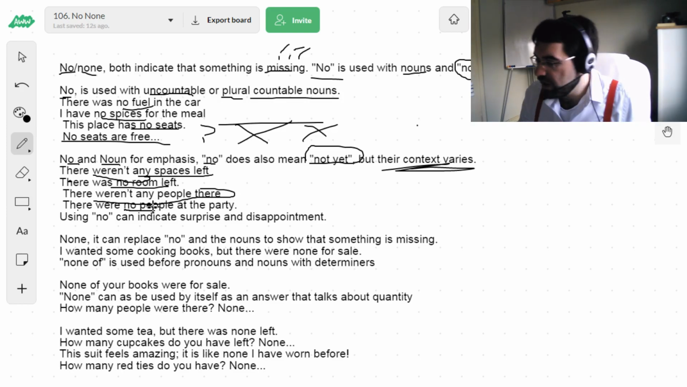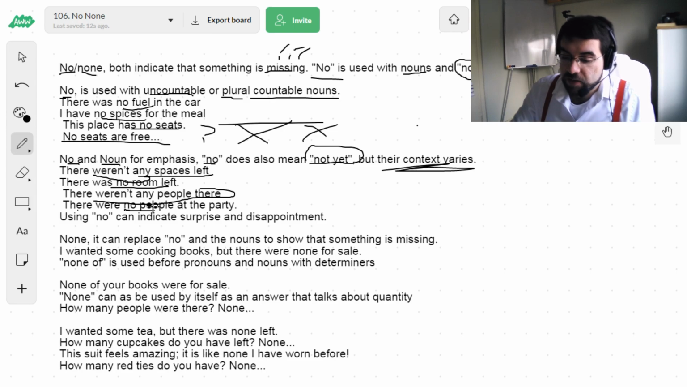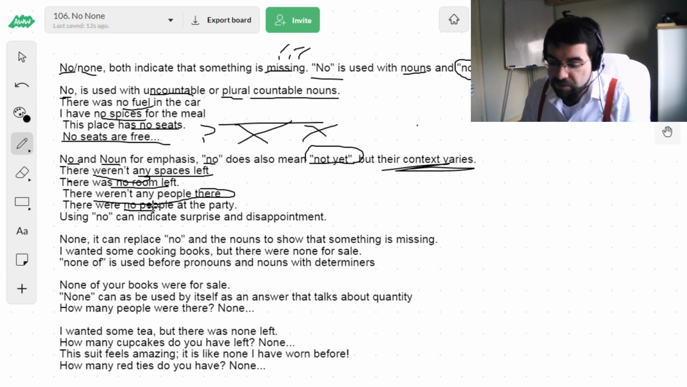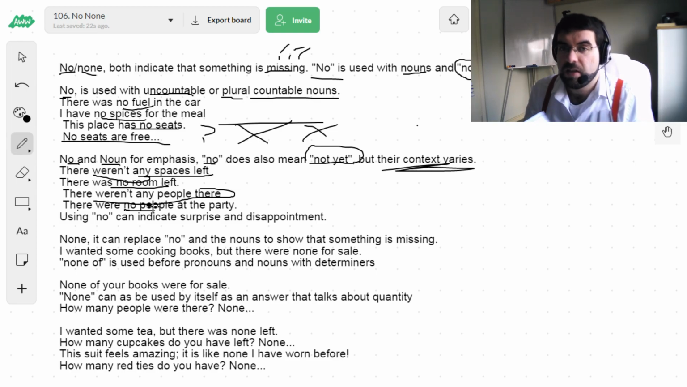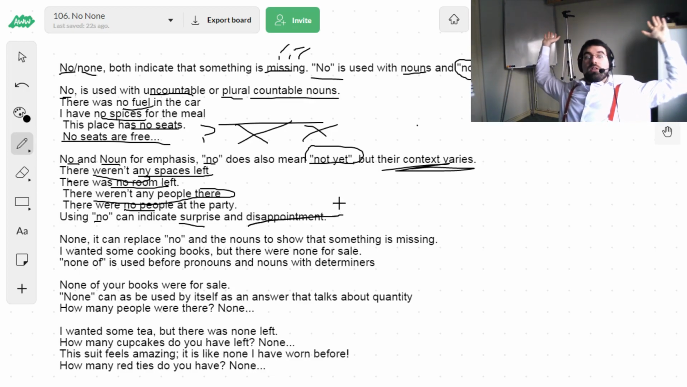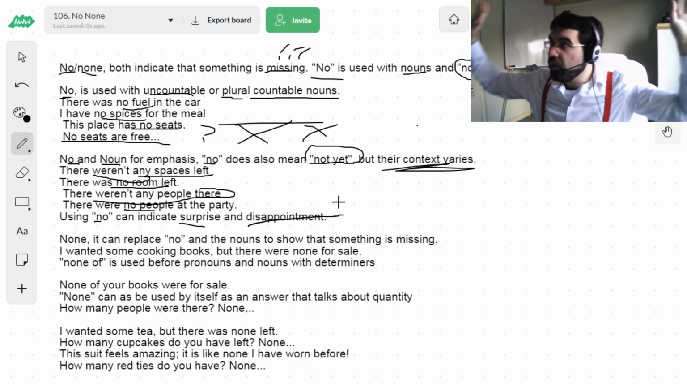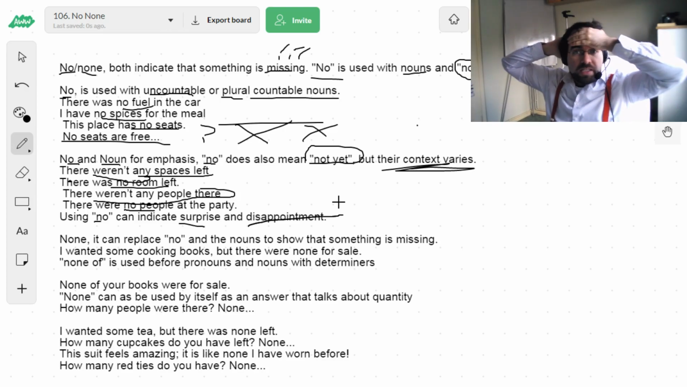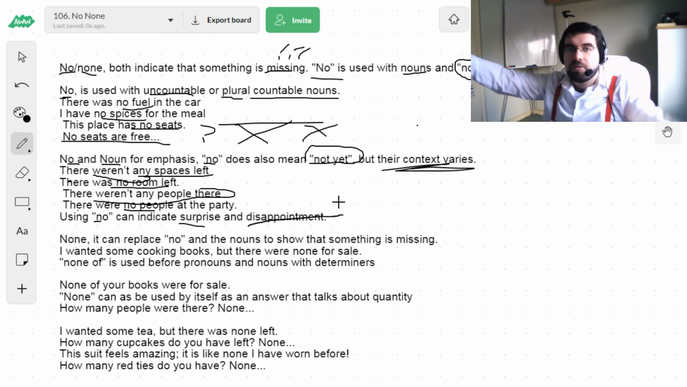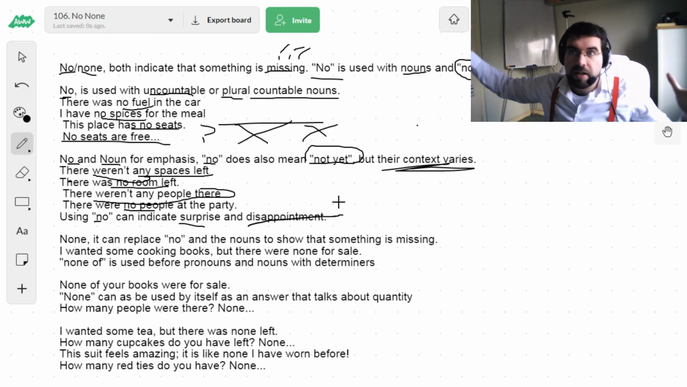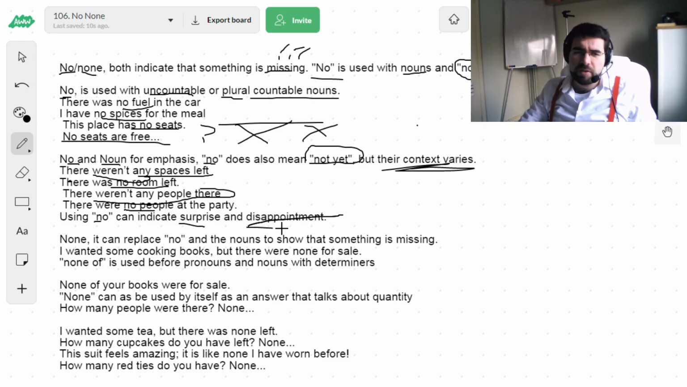Then, let's have a look. There's no books of interest in the bookstore. There's always a book that's worthwhile having. Using no can indicate surprise or disappointment. Whoa! I did not see that coming. There is no one at the party. Whoa! Where is everyone? There's no one at school. They're all inside watching the World Cup. There's no one here. And disappointment.